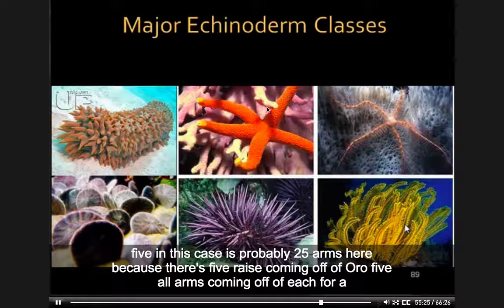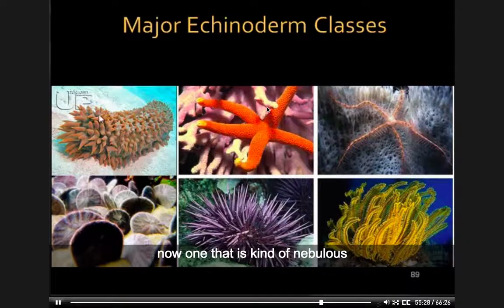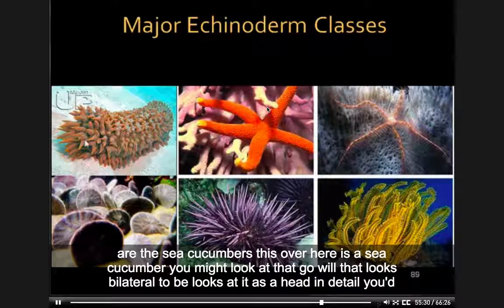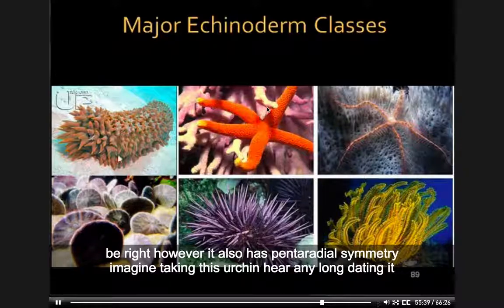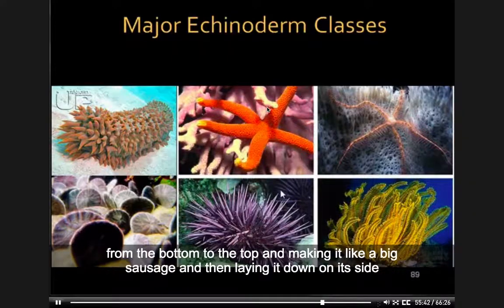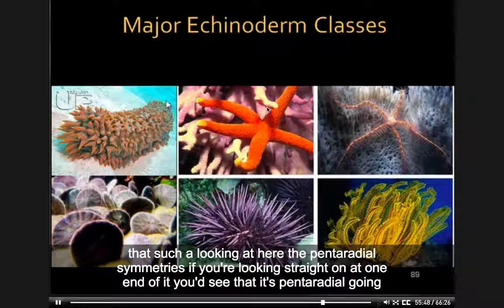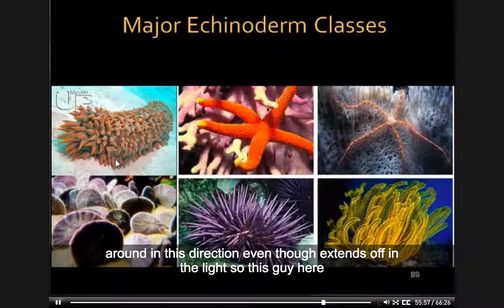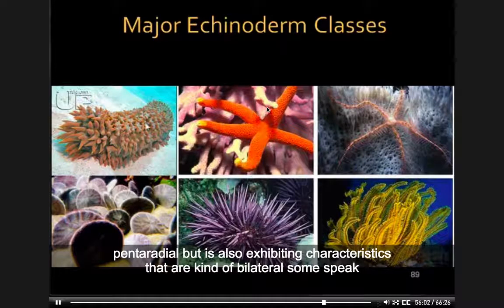Now, one that is kind of nebulous are the sea cucumbers. This over here is a sea cucumber. You might look at that and go, well, that looks bilateral to me. It looks like it has a head and a tail. You'd be right. However, it also has pentaradial symmetry. Imagine taking this urchin here and elongating it from the bottom to the top and making it like a big sausage and then laying it down on its side. That's what you're looking at here. The pentaradial symmetry is if you were looking straight on at one end of it, you'd see that it's pentaradial going around in this direction, even though it extends off in the length. So this guy here, pentaradial, but is also exhibiting characteristics that are kind of bilateral, so to speak.